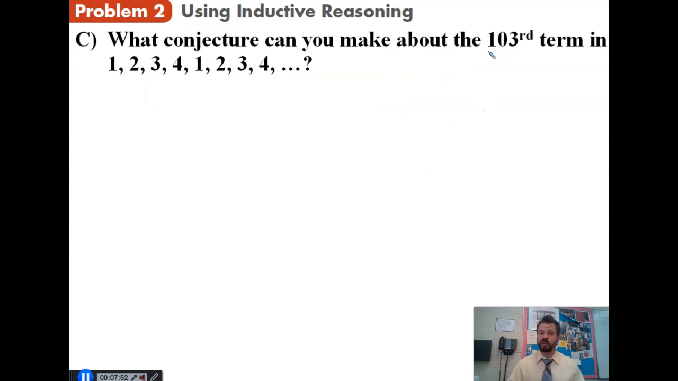In part C, we want to figure out what the 103rd term of the pattern 1, 2, 3, 4, 1, 2, 3, 4, 1, 2, 3, 4, 1, 2, 3, 4 is. Now again, the trick is I can figure out what the length of my pattern is, which in this case is a 4, meaning that every 4th term is going to be the end of my pattern of 4 as well. Okay, so what I need to do is figure out something that's close to 103 that's divisible by 4. All right, well, I know that 100 is divisible by 4, meaning that the 100th term will be a 4.